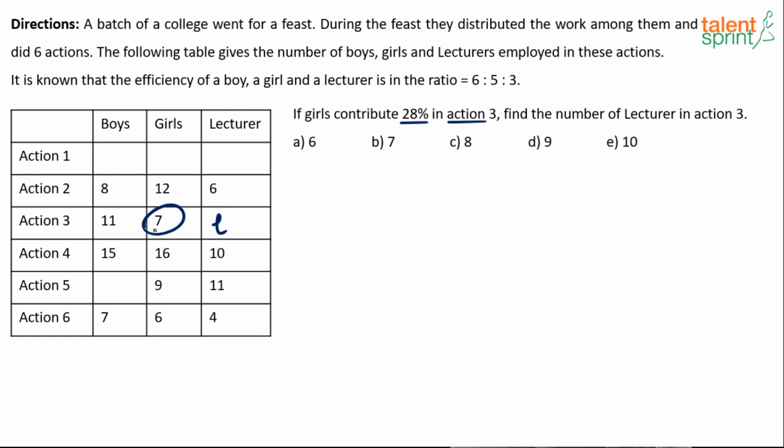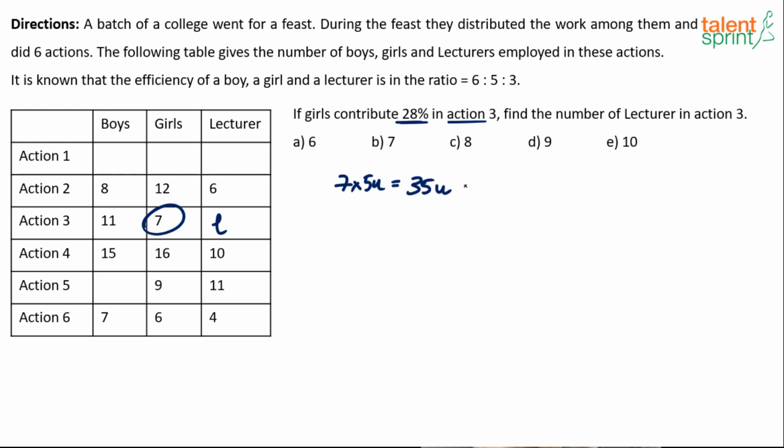He says girls contribute to 28% in action 3. See, girls contribute to 28, meaning what? The work done by girls is equal to 28%. Now how many units per day is done by girls? See, there are 7 girls. Each girl can do 5 units per day. So how much is that? 35 units.